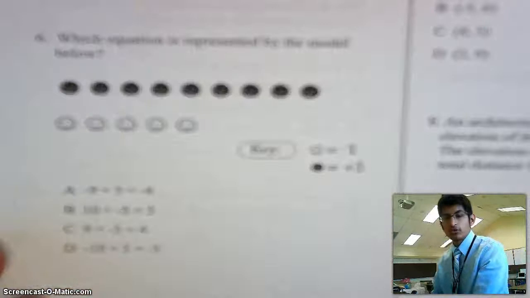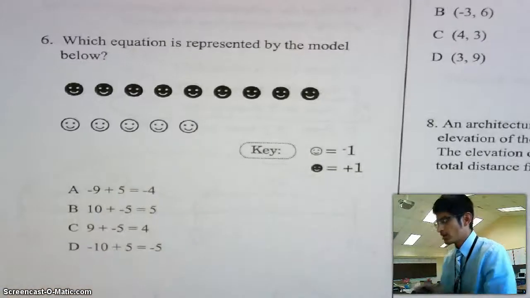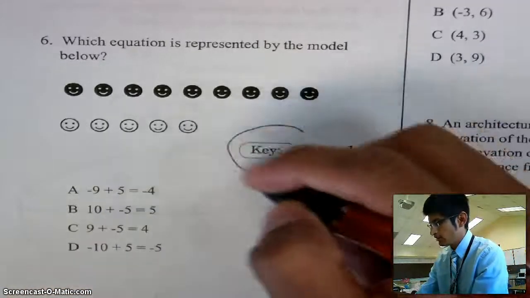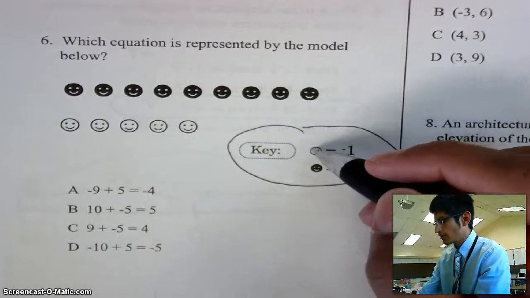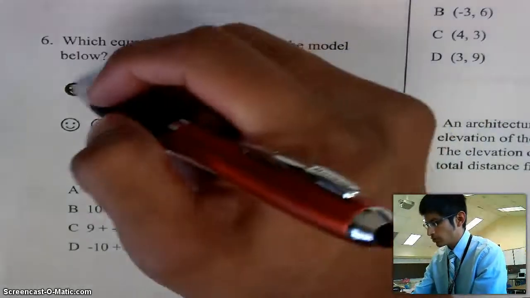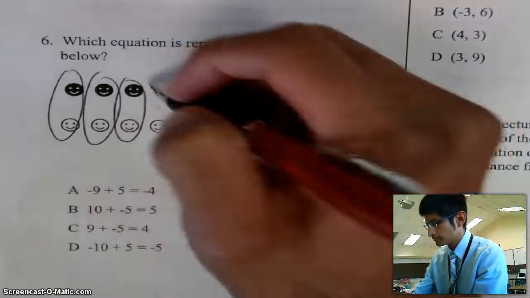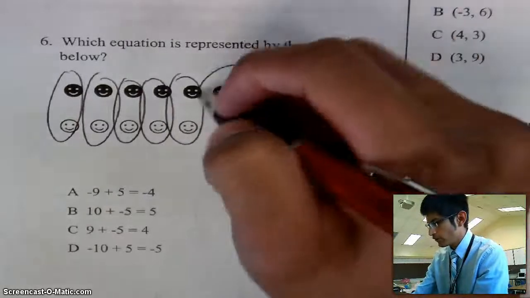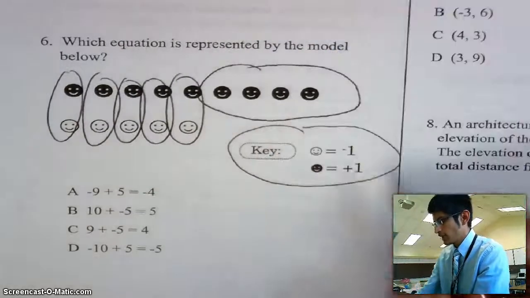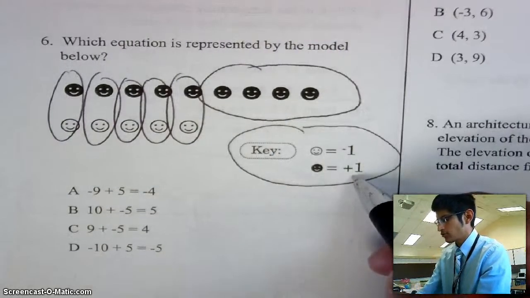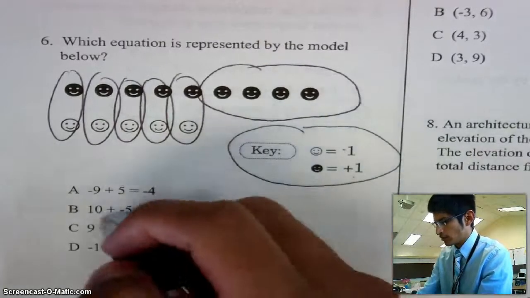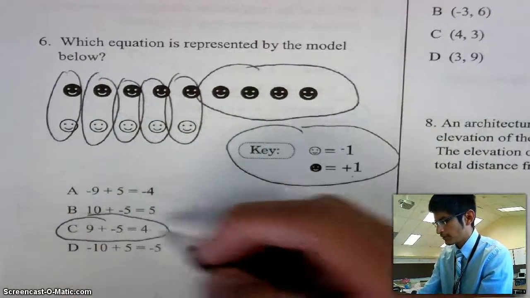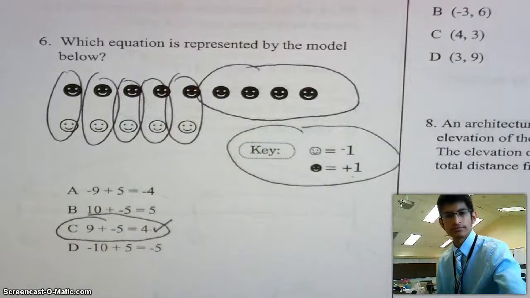All right, number 6 was a very tricky problem. I got a lot of people because they didn't read the key here. The key says that the dark smiley faces are plus 1, and the white ones are negative 1. So after you do your 0 pairs, you're left with 4 smiley faces, and those 4 are positive. So my answer should have been positive 4. And if you look at your choices, there's only one answer choice that had positive 4 in it. So the answer was C.